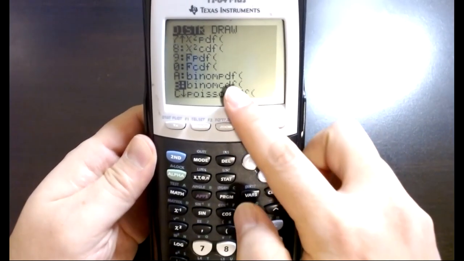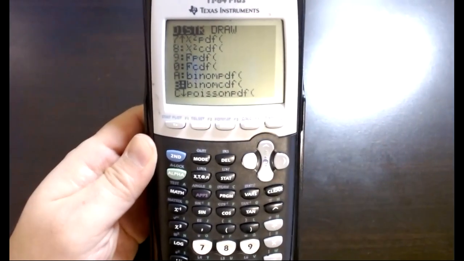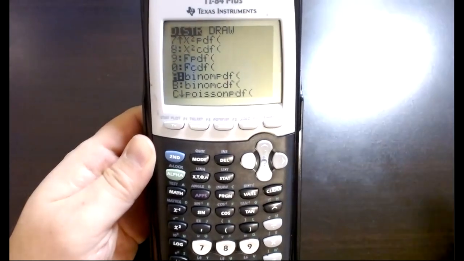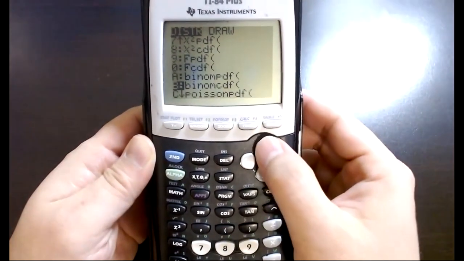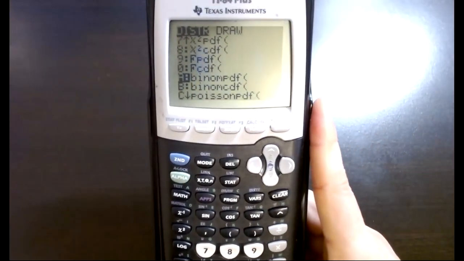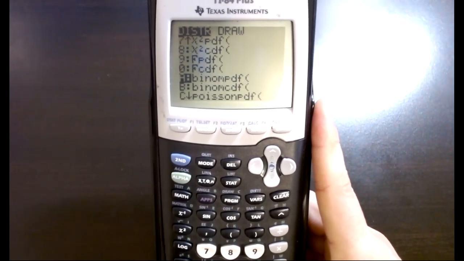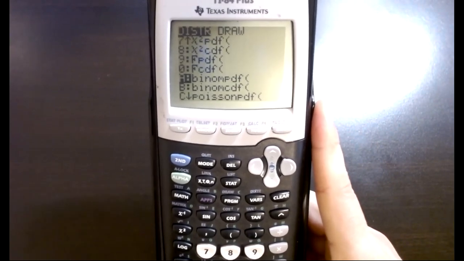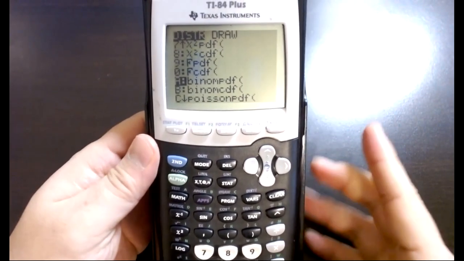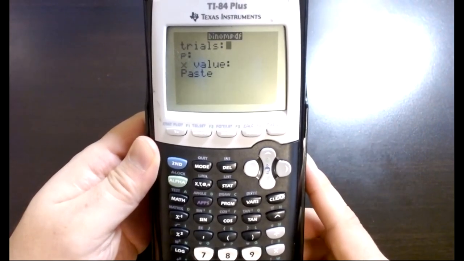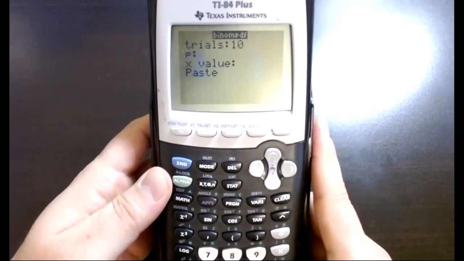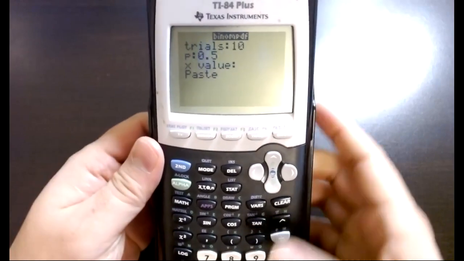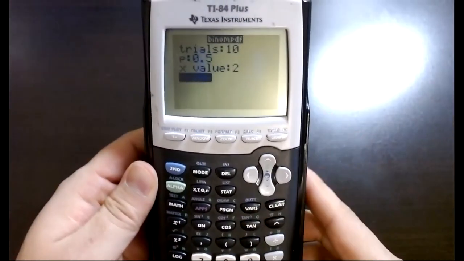So we haven't seen the CDF, right? Cumulative probability function, right? So when you want to find the probability that X is less than or equal to something, you have to use a CDF. But in this example, we want to figure out f of 2, which means finding the probability that X equals 2, the probability that the number of successes is 2. Then you use a PDF. So enter: trials is 10, and p is the probability of success at a single trial, which is 0.5. X value 2, and then paste.